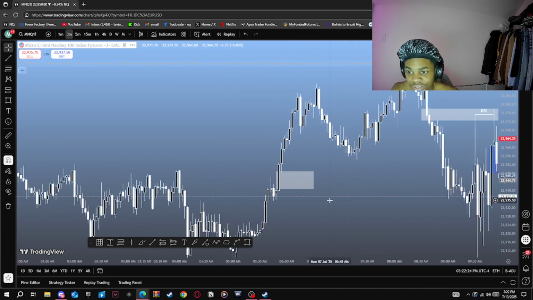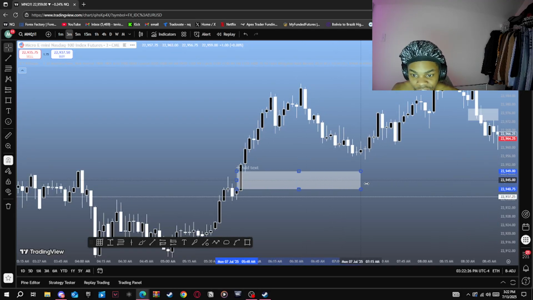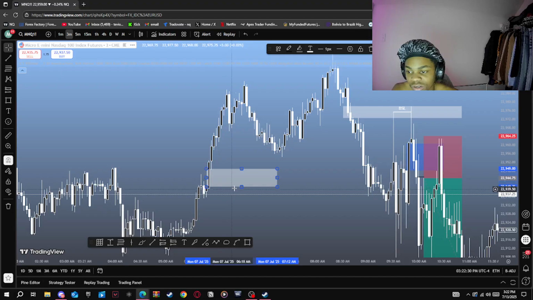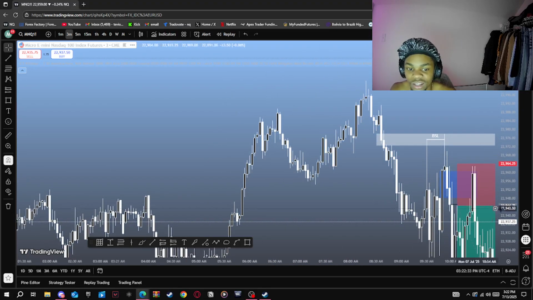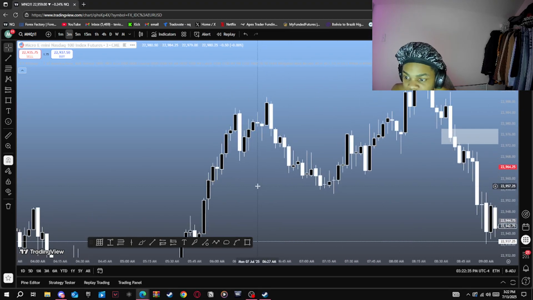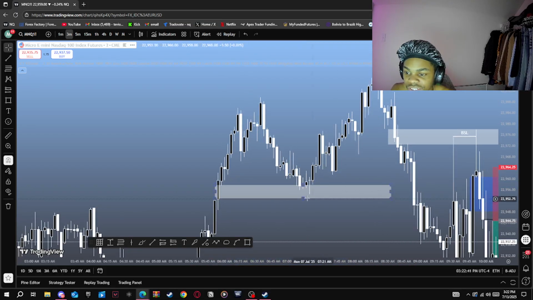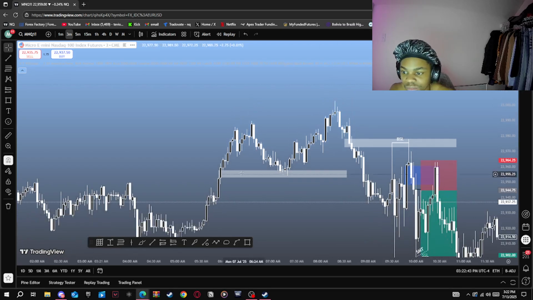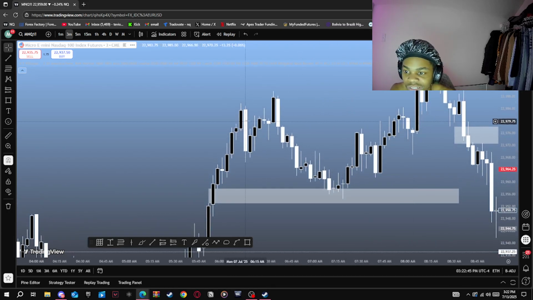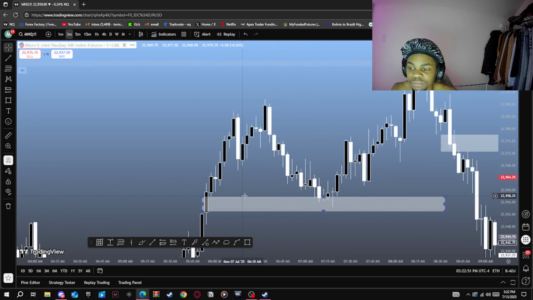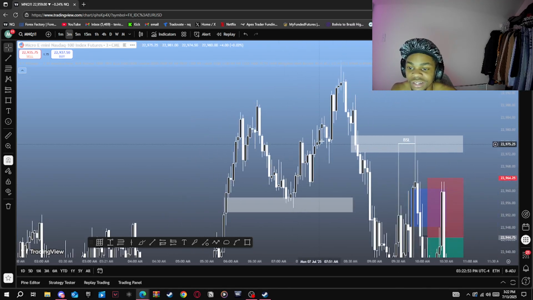Fair value gaps are usually areas the market likes to retrace into, tap, and then bounce out of. If you mark one, I'm looking for a bullish fair value gap here. Let's look at this one, draw this out. You can see that the market went up a little bit, comes down, retraces, because the market is always going to have some type of retracement pattern. It retraces, bounces out of this fair value gap, and continues.